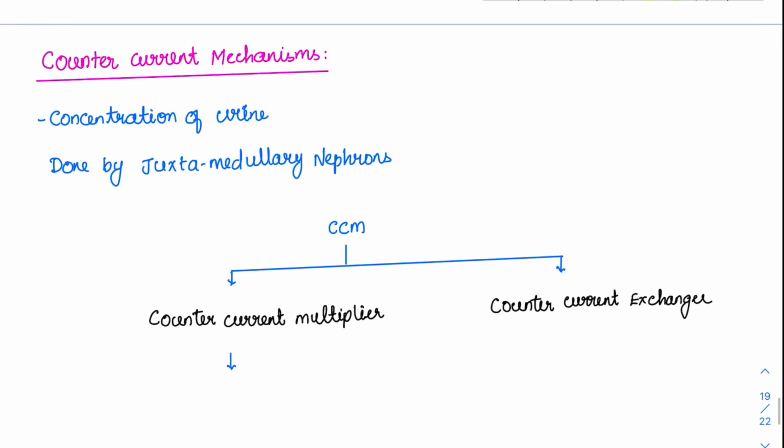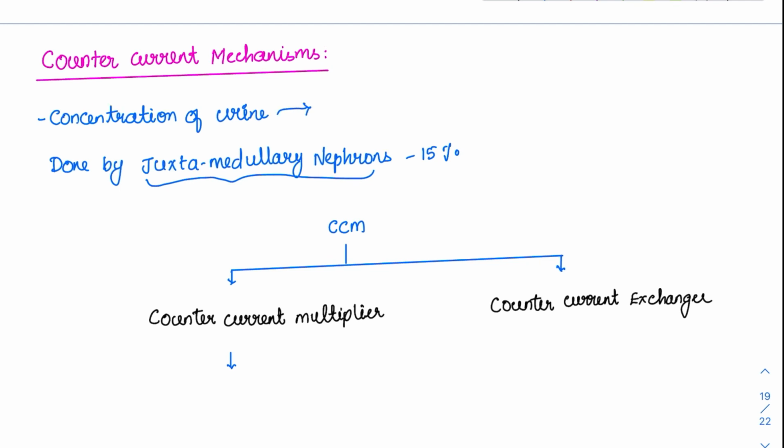What is countercurrent mechanism? Countercurrent mechanism is the mechanism of concentration of urine. Till now, we saw the excretion of waste, GFR and everything. This countercurrent mechanism happens in which nephrons? They happen in the juxtamedullary nephrons, which is around just 15%. But this is very, very essential for the concentration of urine. It is concentrating urine. That's why we are passing around 1.5 liters per day.